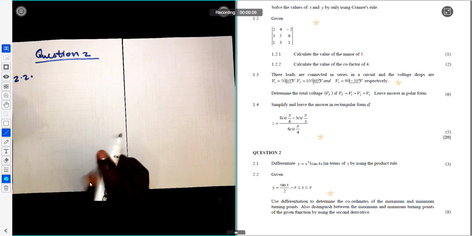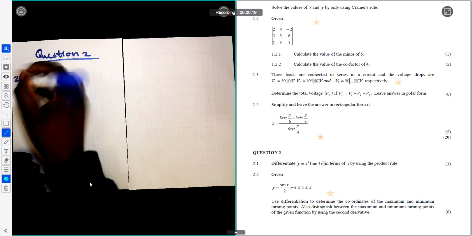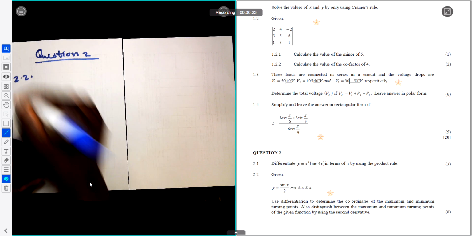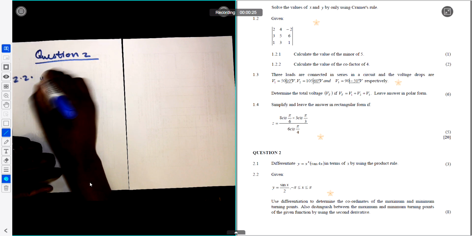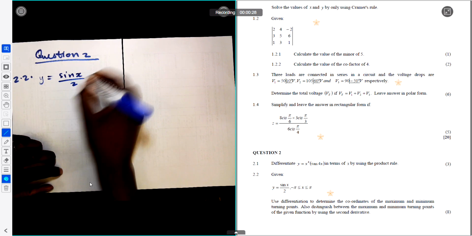ReproXMath. So we'll be continuing with question 2.2 from the question paper 2019 March. When we're looking into question 2.2, we're given y equals sine x all divided by 2.